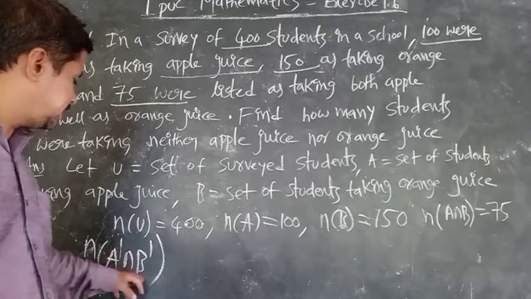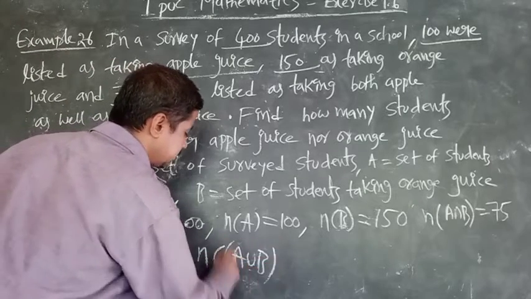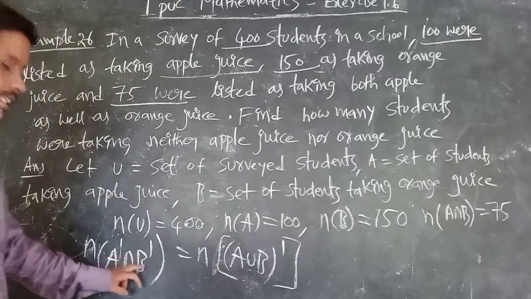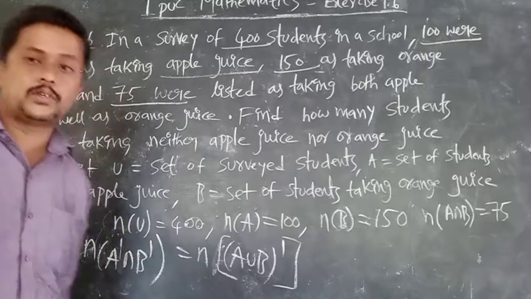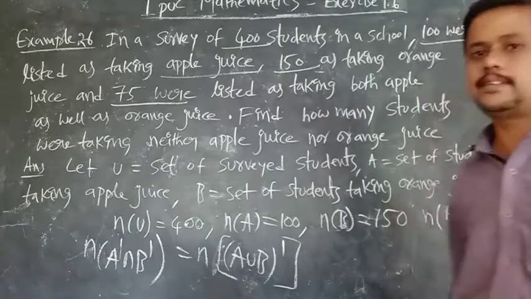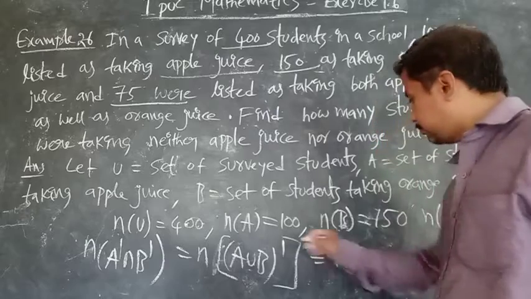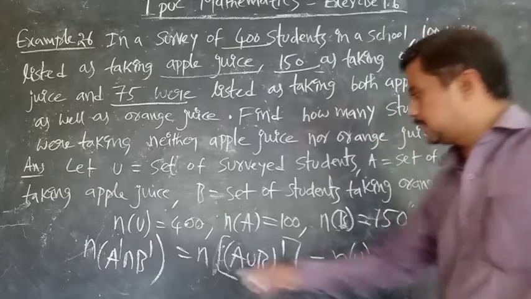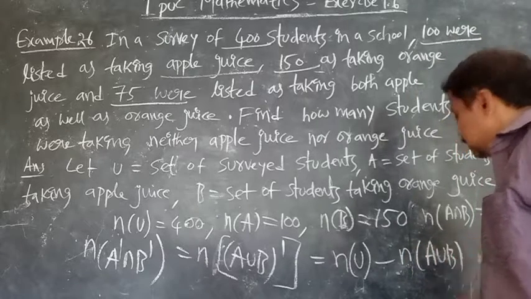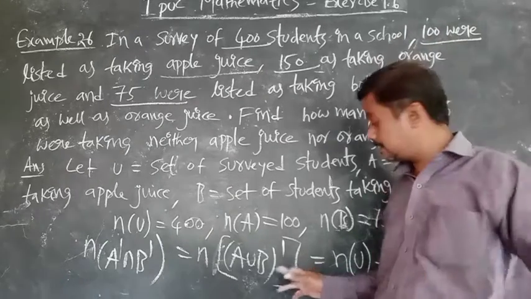A dash intersection B dash is equal to what? n of A union B whole dash. Very well. n of A dash intersection B dash is equal to A union B whole dash, you can write now. So A dash is equal to what? A dash is equal to U minus A. So the same formula: n of U minus n of A union B. A union B whole dash equals U minus A union B.